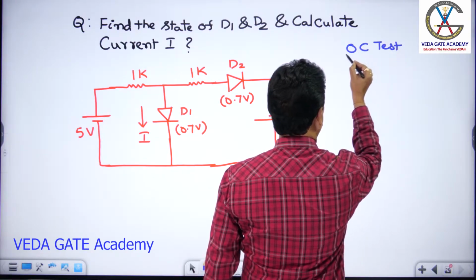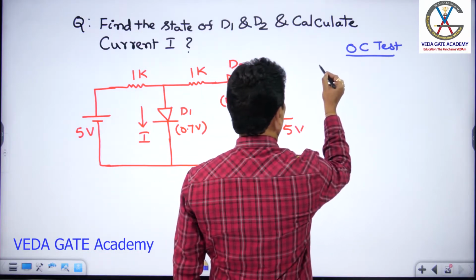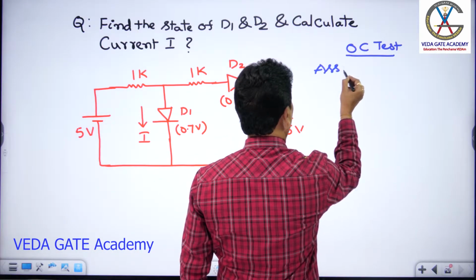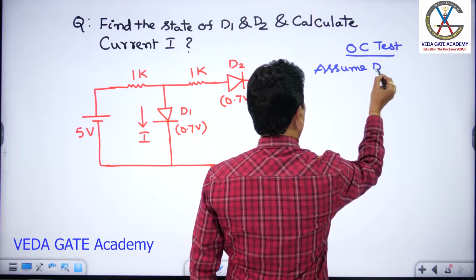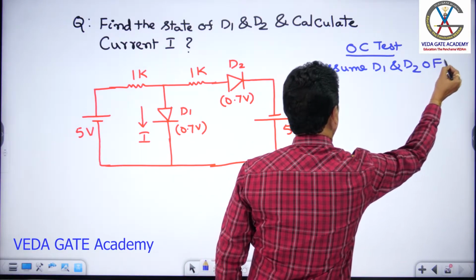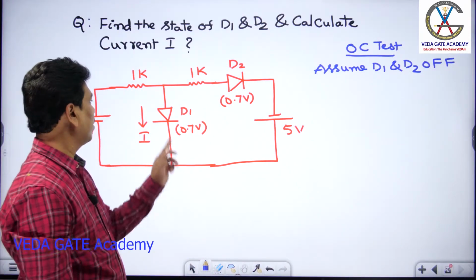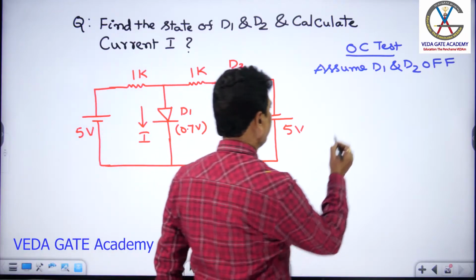So assume that both the diodes, D1 and D2, are off. Assume D1 and D2 to be off. So the diodes D1 and D2 are in the off condition, I assume. Now let us see this one, the circuit I redraw.